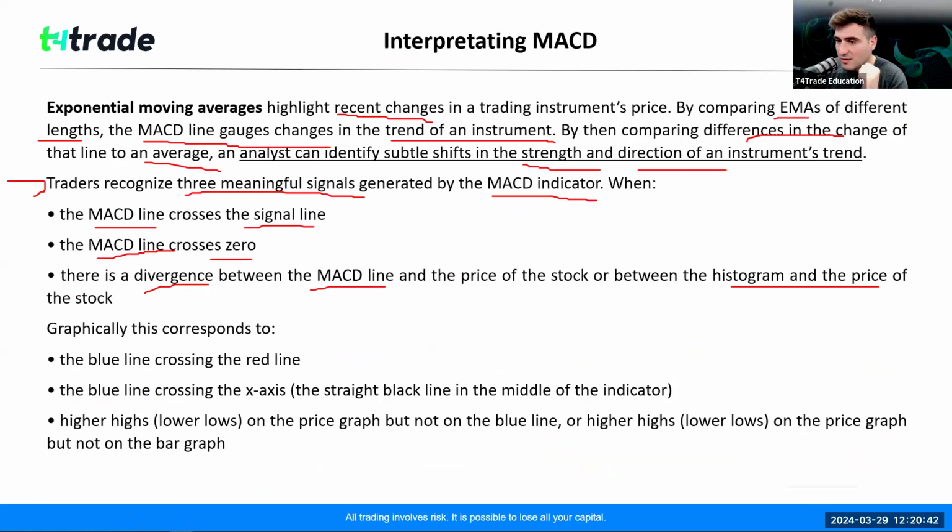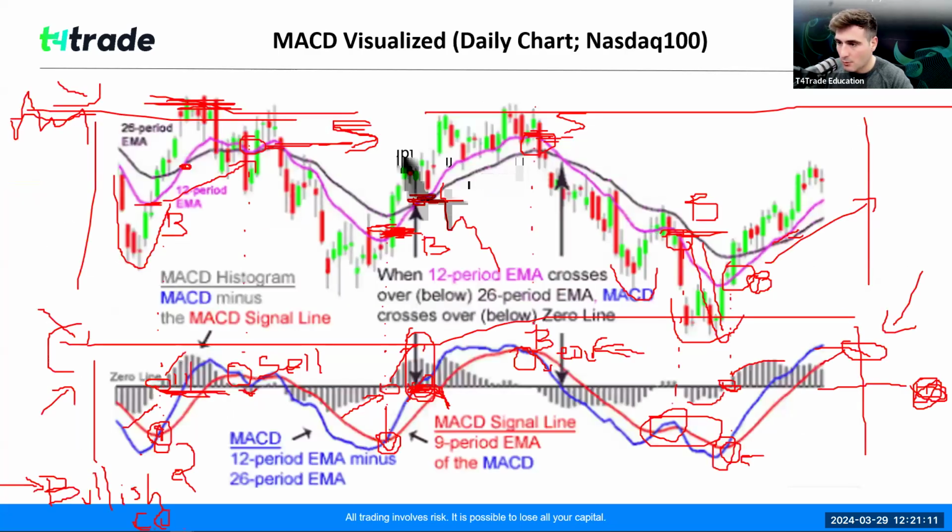So MACD crosses signal, MACD crosses zero, and there is divergence between the MACD and the price action of the stock. Graphically, we saw the blue line crossing the red line, which is the MACD crossing the signal line, the simple crossover. Then the blue line is crossing the x-axis, the threshold or the zero line. Blue line means the MACD, not the signal line, not the red line.